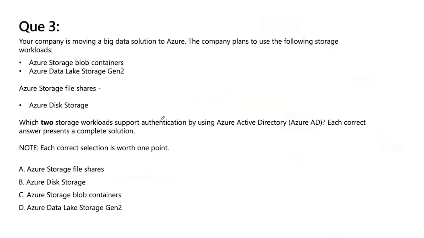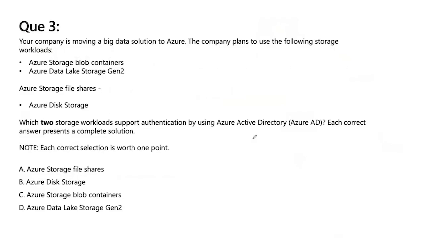All right, so let's see what we have in the question number 3 answer. The question is: your company is moving a big data solution to Azure. The company plans to use the following storage workloads: Azure Storage Blob Container, Azure Data Lake Storage Generation 2. For file shares, they are planning to use Azure Disk Storage. Which two storage workloads support authentication by using Azure Active Directory? That you have to select.